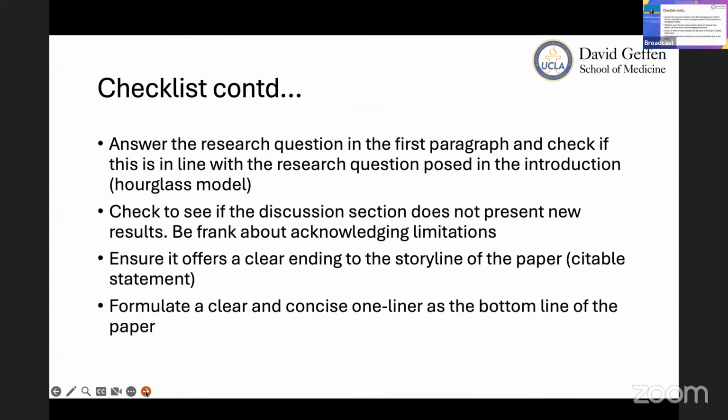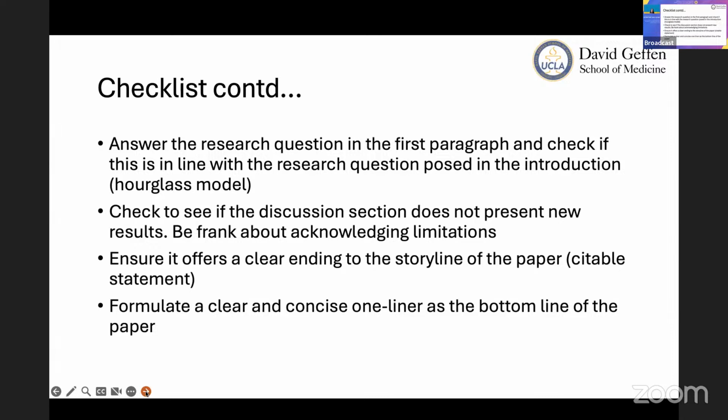Answer the research question in the first paragraph when you start the discussion, and then check if this is in line with the research question. Check to see if the discussion section doesn't present any new results, and be frank about acknowledging the limitations. Don't be shy, and ensure that this offers a clear ending to the story of the paper.